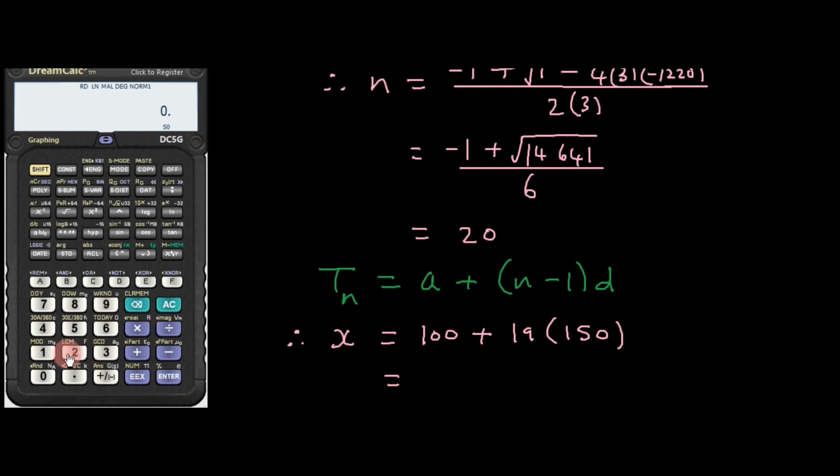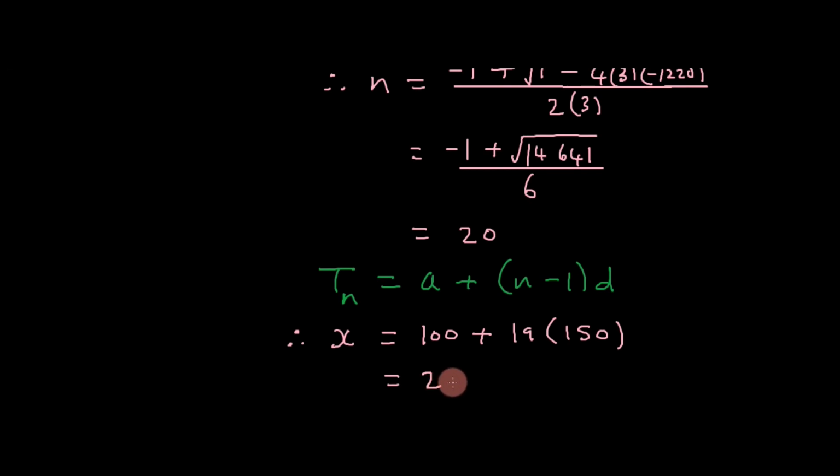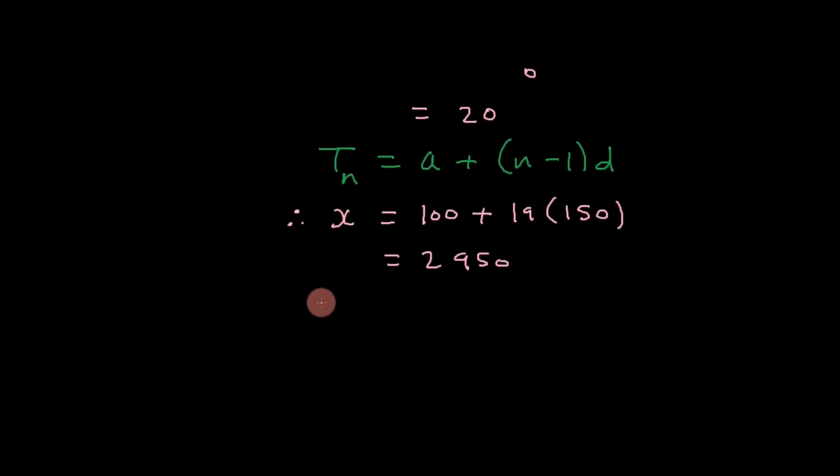So 100 plus 19 times 150. And it's 2,950. In other words, the person who comes first in the competition gets a prize money of 2,950 Rand.